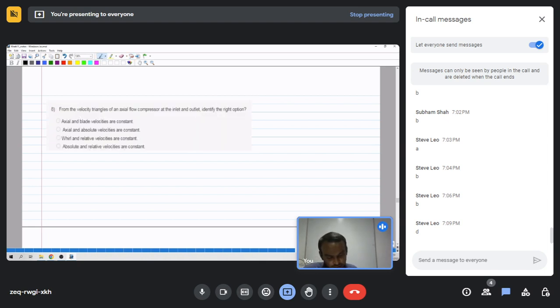From the velocity triangles of an axial flow compressor at the inlet and outlet, identify the right option: axial and blade velocities are constant, axial and absolute velocities are constant, blade and relative velocities are constant, or absolute and relative velocities are constant.